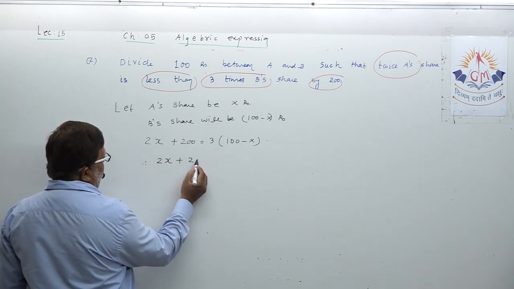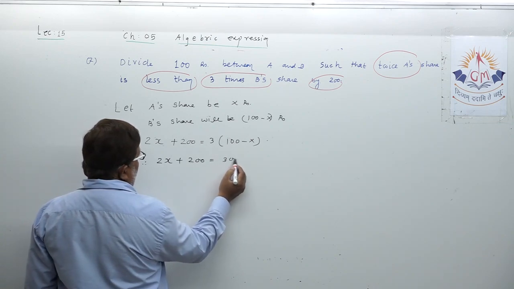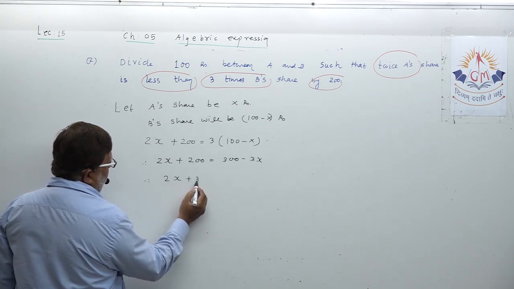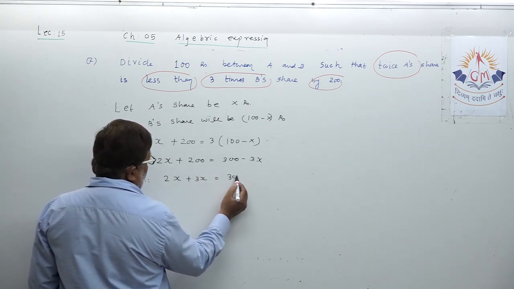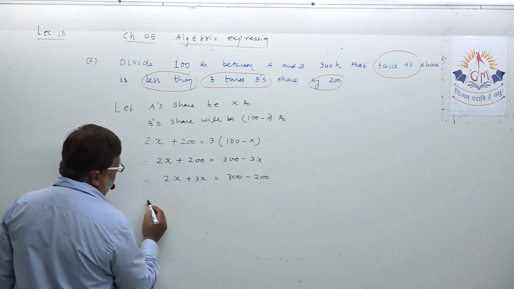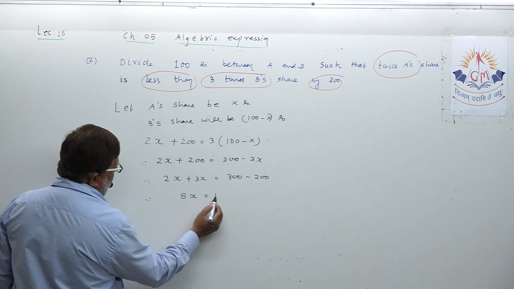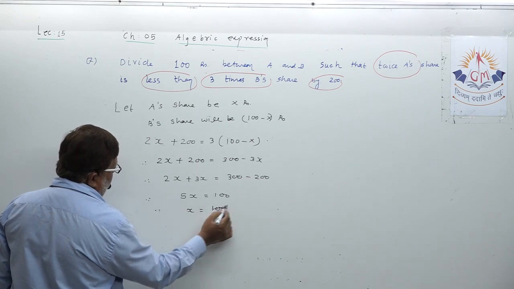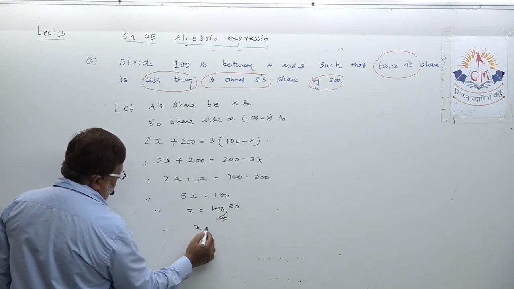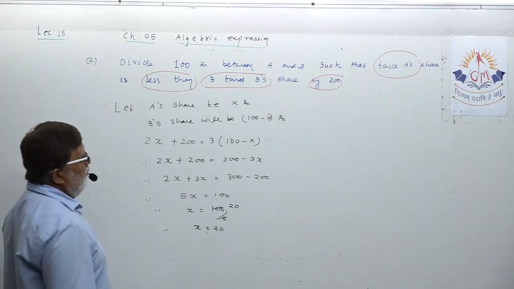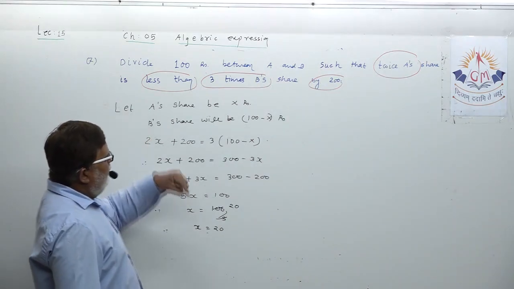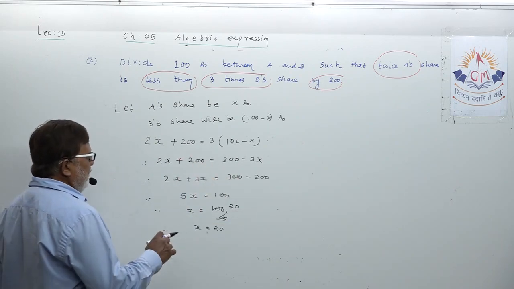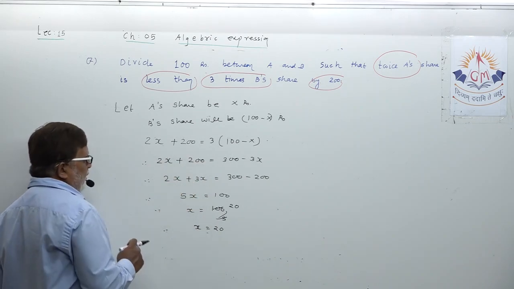2x plus 200 equal to 300 minus 3x, transferring, 2x plus 3x equal to 300 minus 200, 5x equal to 100, x equal to 100 upon 5, that is 20. So you got it, dear student. It is a little confusing statement. Twice A's share is less than 3 times B's share by 200. So because less is mentioned, you have to take it here, understand.